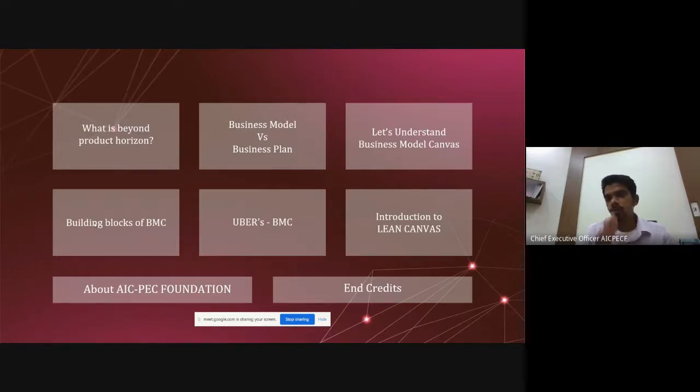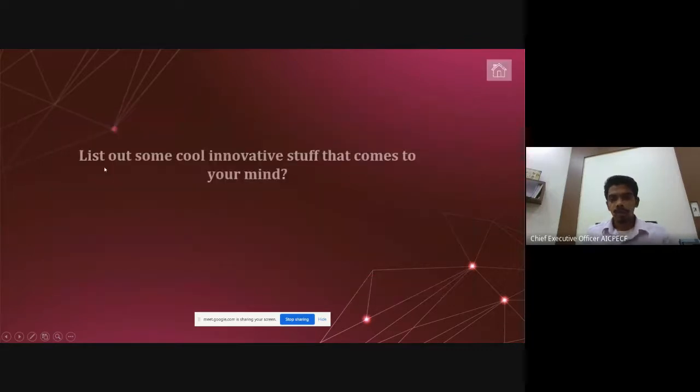So this is what we are going to travel with, and this is the agenda we are going to follow. So right away, moving into the session. Let's start with an interactive mode. Maybe we have more than 100, 150 participants right now, most of them faculty and students.